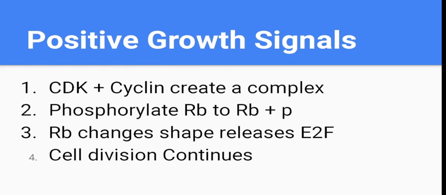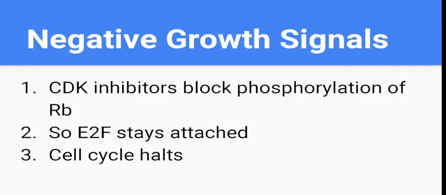Then you have positive growth signals and negative growth signals. For positives, CDK plus cyclin creates a complex. It phosphorylates RB to RB plus P. The P is phosphate. And RB changes shape, releases E2F, and cell division continues. Then you have negative signals. So CDK inhibition blocks the phosphorylation of RB, so E2F stays attached and the cell cycle halts. That's really about it for the cell.